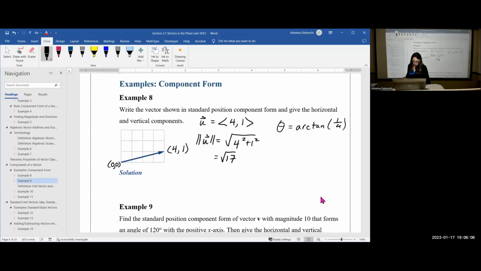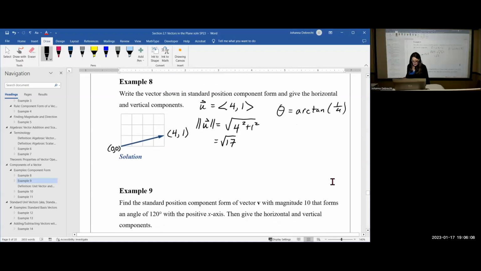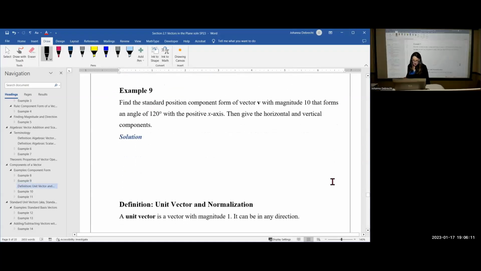All right. Let's now take a look at example 9. In example 9, we're asked to find the standard position component form of a vector v that has magnitude 10, so it's 10 units long, and it makes an angle of 120 degrees with the positive x-axis. All right, so I'm thinking about a vector, so I'm going to draw a scale here.